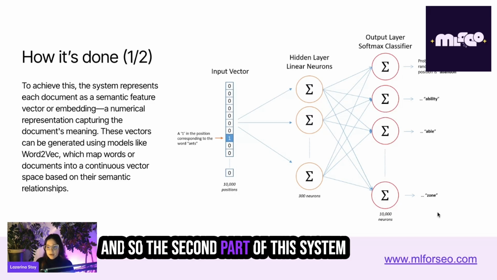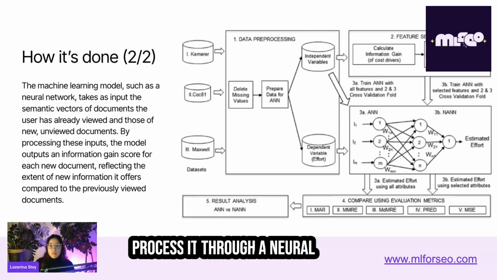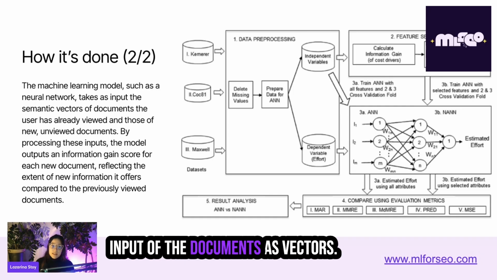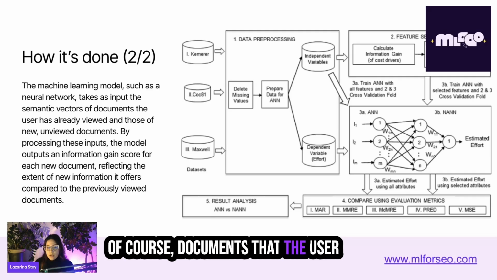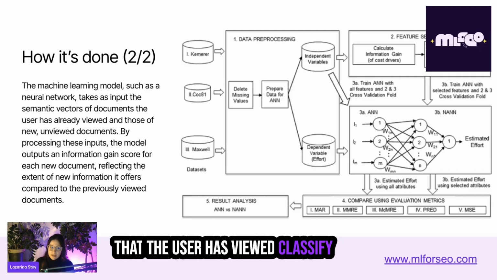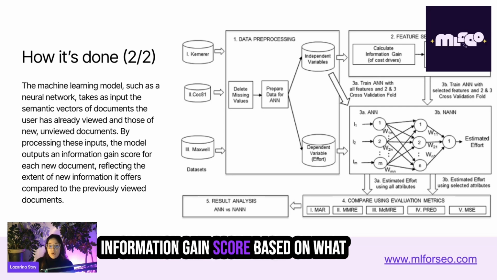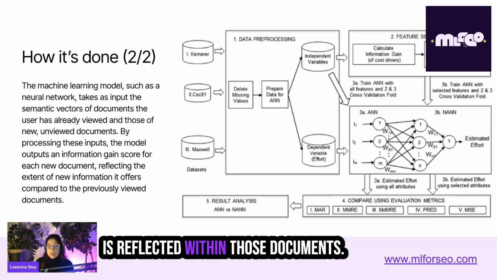And so the second part of this system will actually take this information, the vectorized information, and process it through a neural network, which will take the input of the documents as vectors, of course, documents that the user has not viewed already and documents that the user has viewed, classify them, process them, and output an information gain score based on what is reflected within those documents.